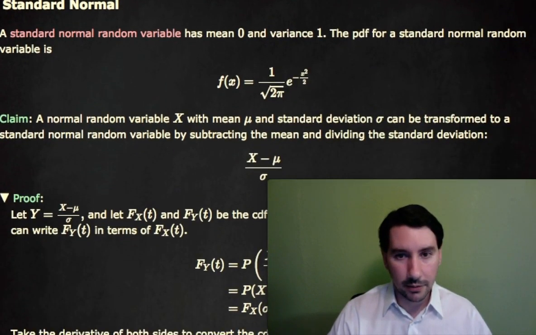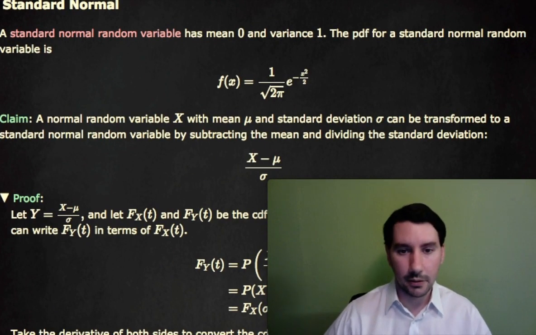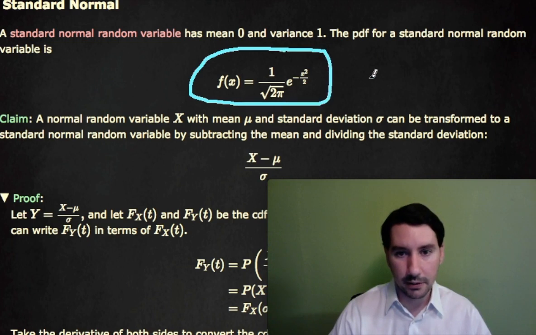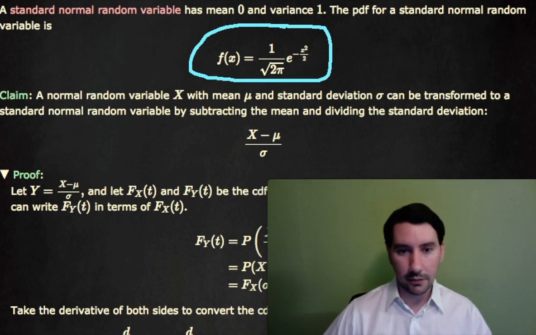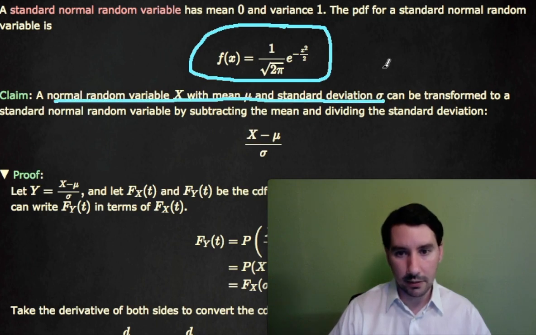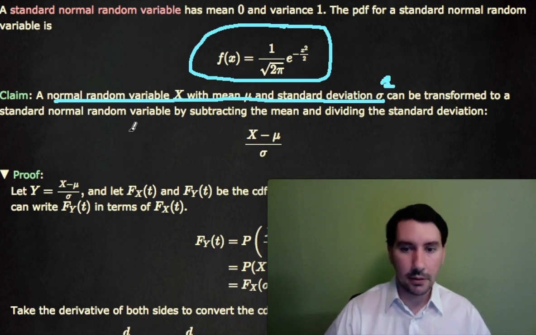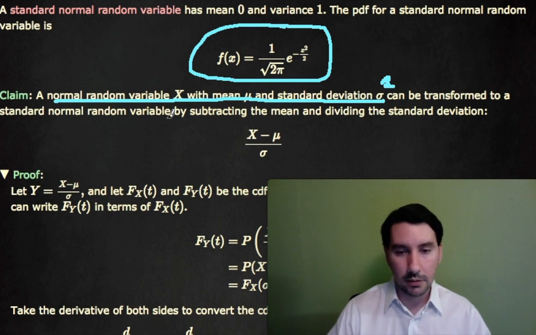A standard normal random variable is a normal random variable with mean 0 and variance 1. So the PDF, by plugging in sigma squared equals 1 and mu equals 0, is 1 over the square root of 2 pi, e to the minus x squared over 2. Standard normal random variables are very useful for computations, because for any normal random variable x that has mean mu and variance sigma squared, you can transform x into a standard normal by subtracting the mean and dividing by the standard deviation, sigma.